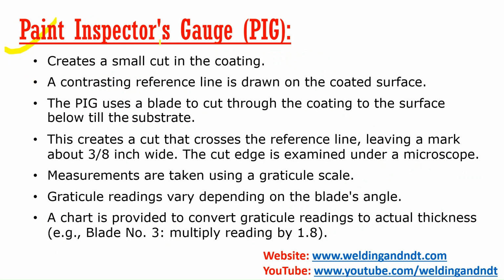Now, in the paint inspector's gauge, a small cut is made on the coating. That is, you have to physically damage that coating. First you will have to draw a contrasting reference line. Then you have to do the cut. A blade is provided in the paint inspector gauge, and with that blade you will have to cut the coating till the substrate. And after cutting, you'll have to use a scale or lens given in the gauge itself, and on that lens there will be one graticule scale.